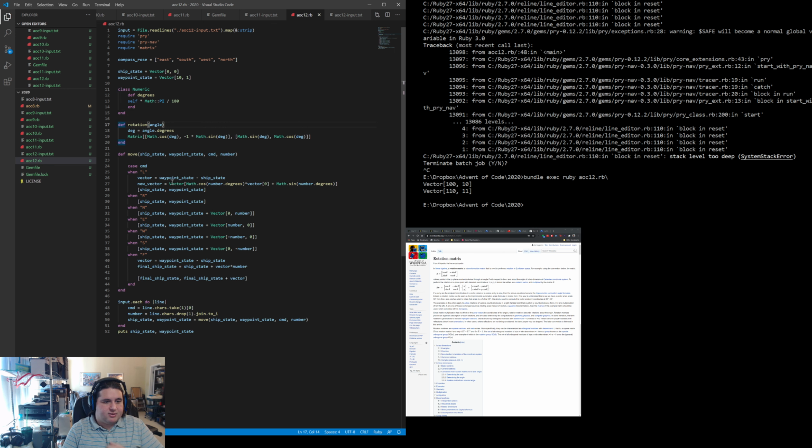So now we get to new vector equals vector times rotation for number, and that should be in the positive direction. And then the waypoint state is now ship state plus new vector.